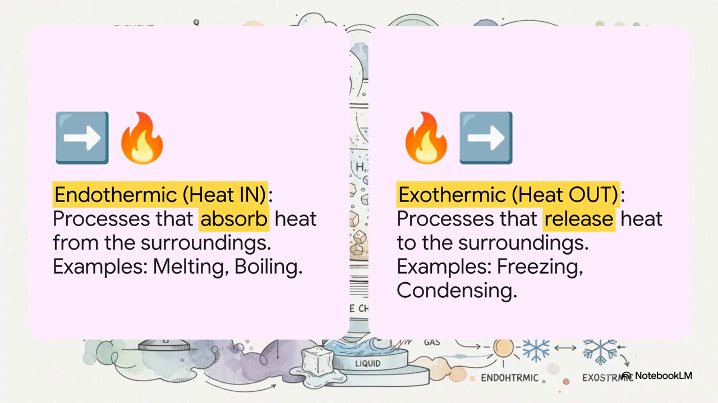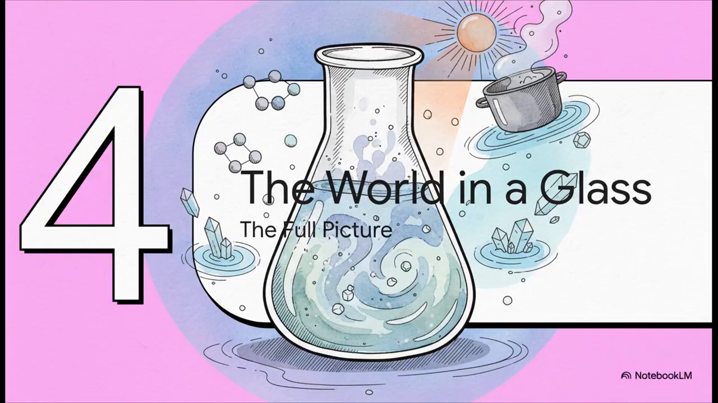Now, of course, chemists have special names for these energy flows. Processes that need to absorb heat to happen, like melting ice or boiling water, are called endothermic. They pull heat in. And processes that release heat, like water freezing into ice or steam condensing on a cold window, are called exothermic. They kick heat out. So there we have it.